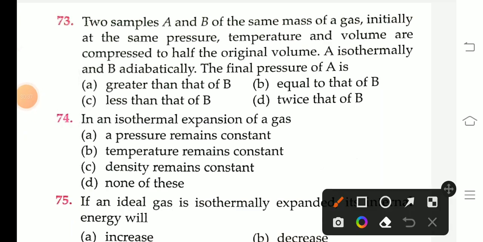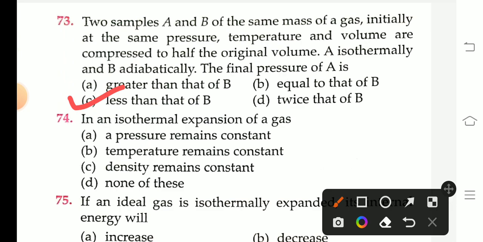Next, two samples A and B of the same mass of a gas initially at the same pressure, temperature and volume are compressed to half the original volume, A isothermally and B adiabatically. The final pressure of A is. Right answer will be option C, less than that of B.